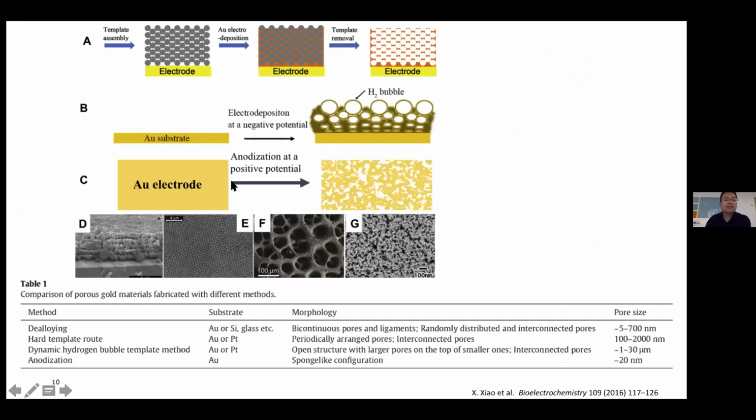If we compare the methods to get porous gold material, there are typically several methods. For example, template methods using a soft template of hydrogen bubbles to make a porous structure. And also there's another way, directly anodizing pure gold into some rough surface. The advantage of the dealloyed method is we can get a bi-continuous pore structure, and the pore size is typically in the range of 5 to 700 nanometers. And this is a relatively simple method. All we need to do is some chemical etching of the precursors.